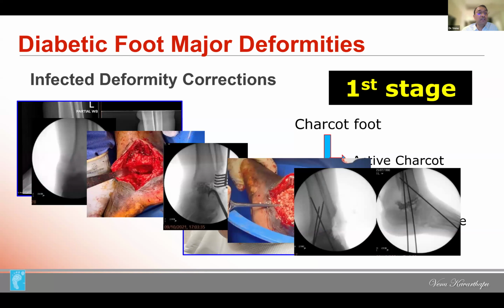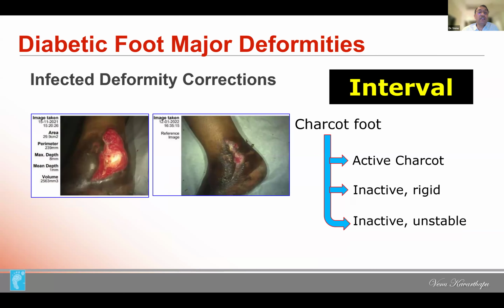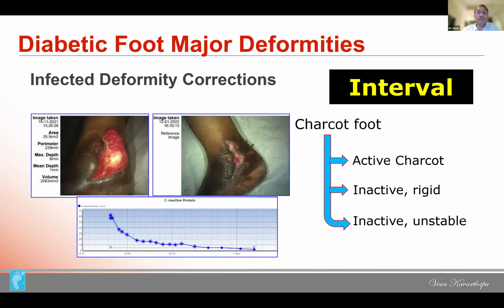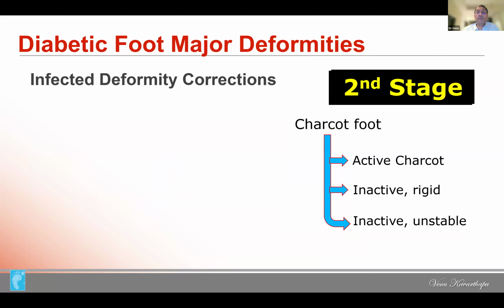Again, fill them nicely, and then provide stability. For that, we use 3 guided wires. Then that ulcer starts healing very well. Swelling reduces. Sugar control is optimal. CRP comes down and stays down. And then, after 6 to 8 weeks, you take the patient back to theater and do the second stage.